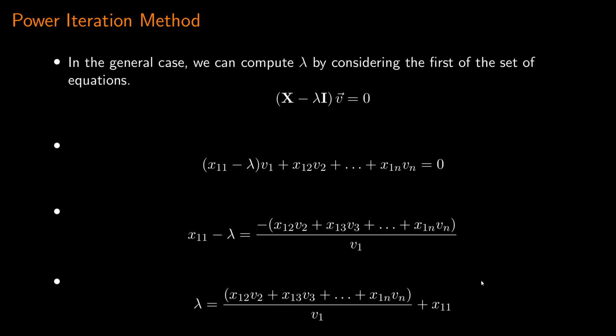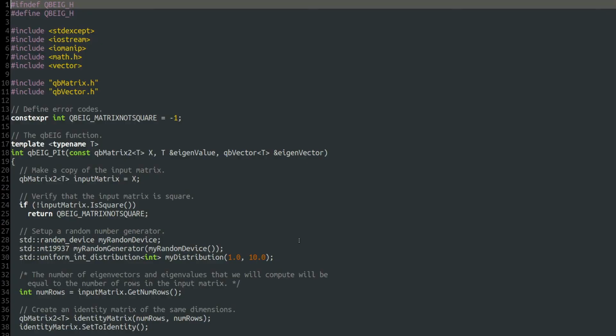Okay, so that's really all of the basic introduction that I wanted to give for eigenvalues and eigenvectors, which I really hope was useful. Let's have a look at how we can actually go about implementing the power iteration method in code. Okay, so this is the code that I've created. As with all of the code in the QB linear algebra library, this is a header file, and I've written the code in the header file because we're using templates. I've talked about that before.